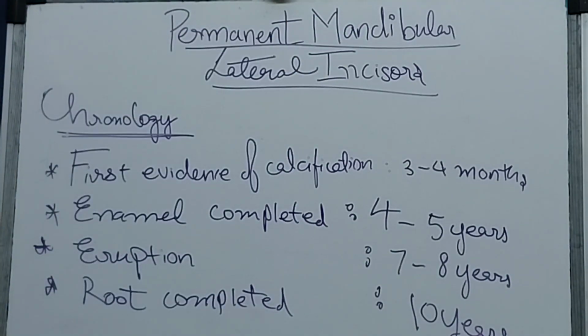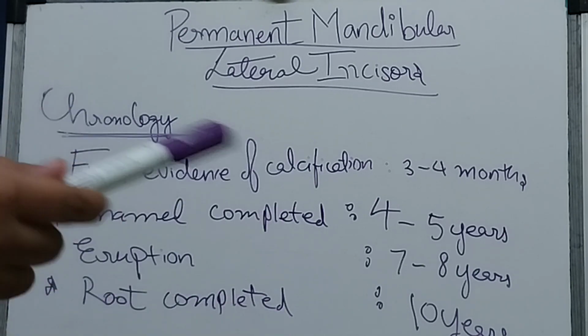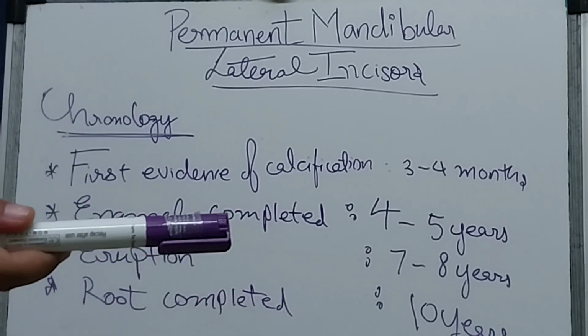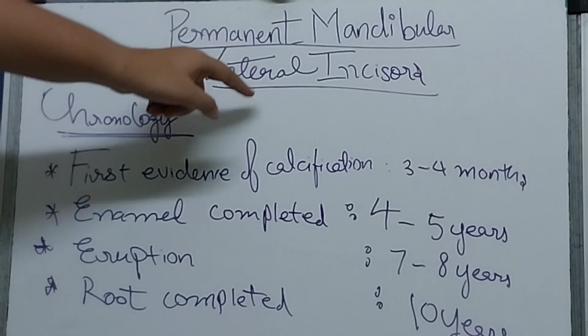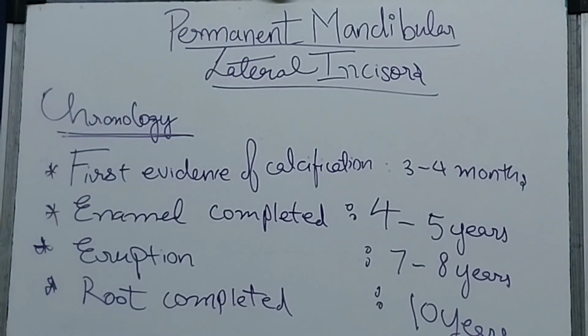Now a few points I would like to discuss is that the permanent mandibular lateral incisors are 2 in number, that we know, and they closely resemble the mandibular central incisor. And as I told in the central incisor, the lateral ones are a bit greater in dimensions. So the permanent mandibular lateral incisors are greater in dimensions than the permanent mandibular central incisors.